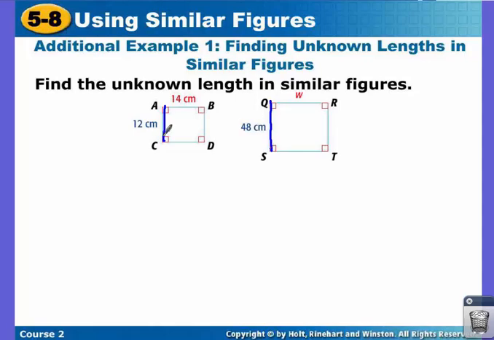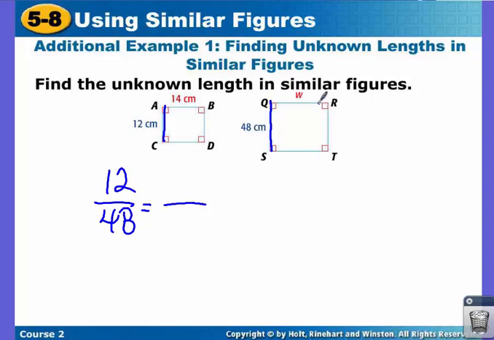So I know in this rectangle here, AC is 12, and its corresponding part in the other shape is 48. So I can set up a ratio of 12 over 48 is equal to, now I went little figure to big figure, so in order to find the other ratio, we need to go the same direction, little figure to big figure. I found a pair that I knew both pieces. Now I'm looking for, what do I want to know? I want to know this W in the big shape.